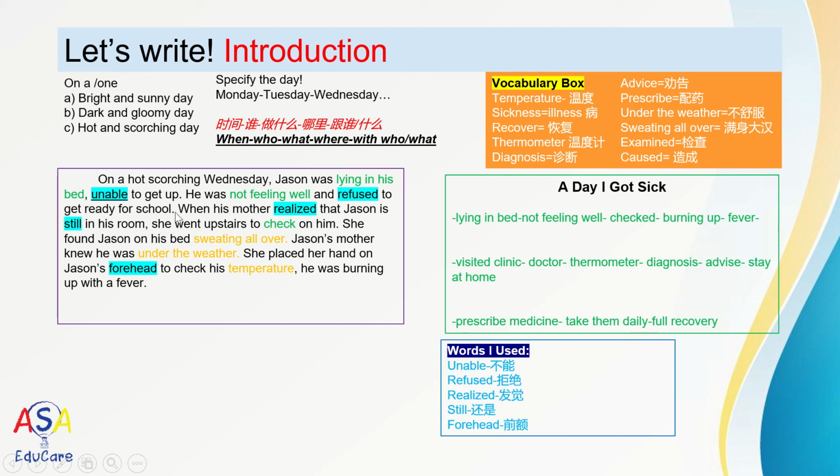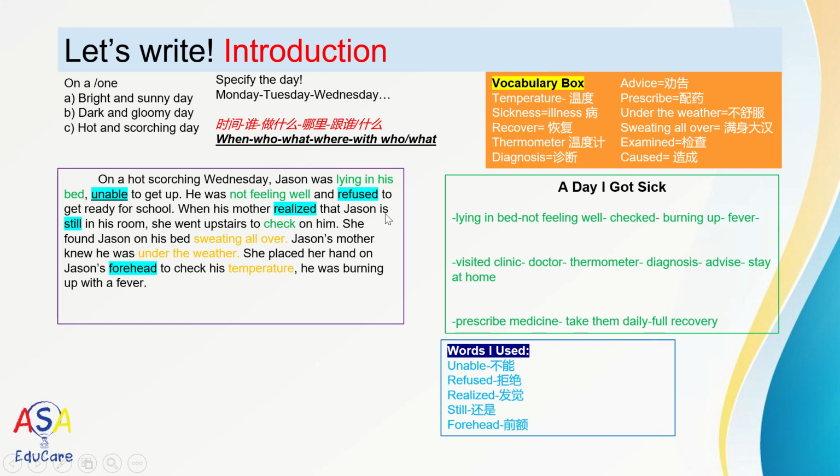Okay, I'm pretty sure you have these days when you just don't want to get up. So, who comes to check? Mama, when his mother realized 发觉 that Jason is still in his room. 因为还是在房间, that's the only 原因, reason why she go upstairs. She went upstairs to check on him. So for this check, see I changed the checked become check. Why? Because in front here have to check. Usually when the word to is in front, everything behind cannot be past tense, become present tense. Okay, to check on him.